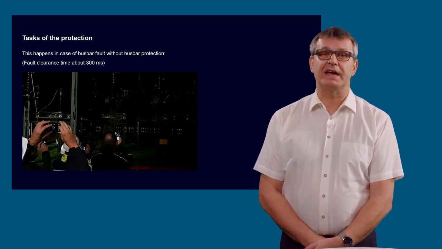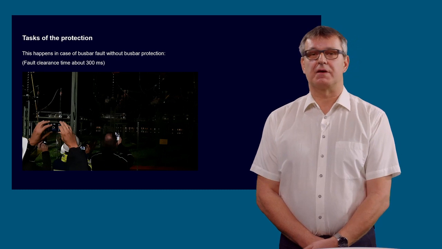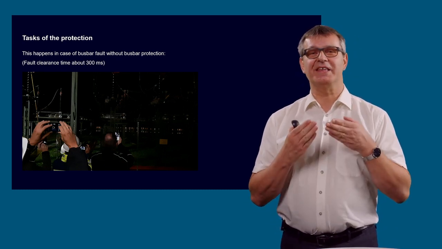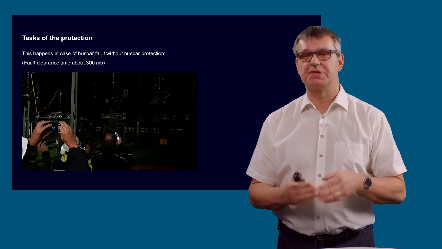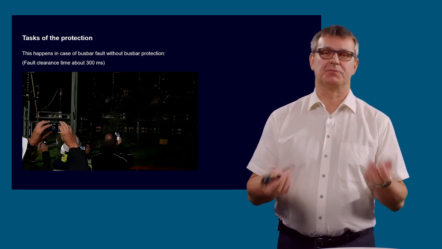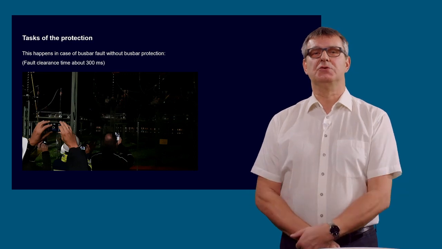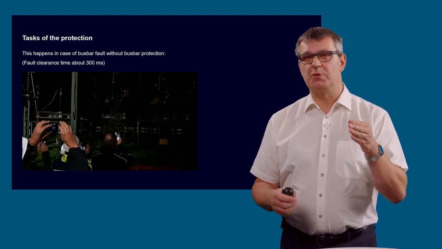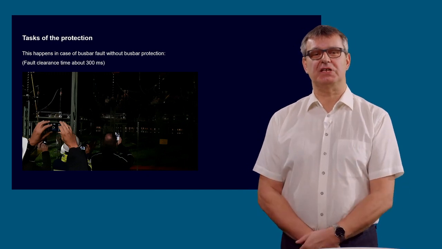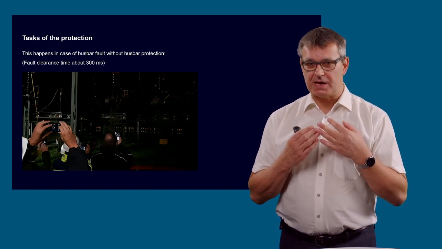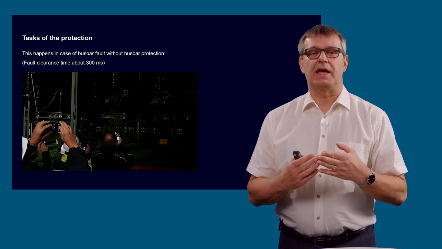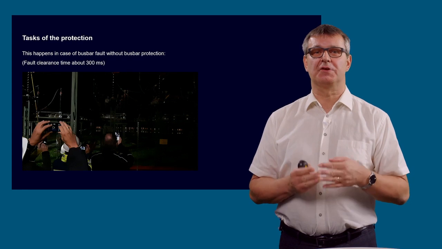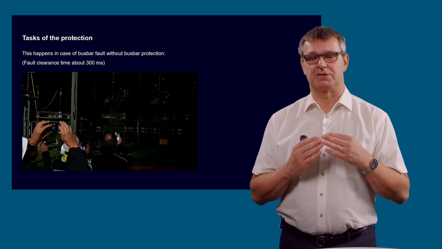It was possible to make very high destructive tests with this air-isolated substation because it will now be replaced by the new GIS substation. And what we see now is what happens if we have no dedicated busbar protection and only a backup protection, in this case a distance protection in the reverse zone with a clearing time of 300 milliseconds only.